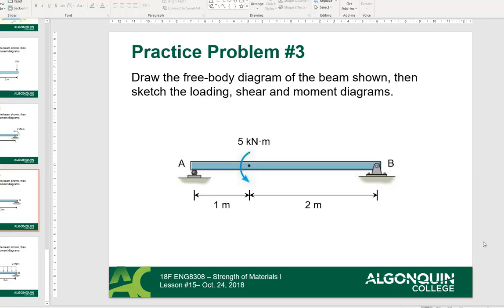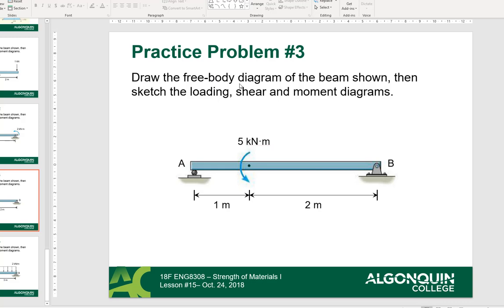Today we're going to solve shear and bending moment diagrams on this beam shown here. What we have is a roller support here and a pin support here, and then we have a 5 kilonewton meter applied load at the 1 meter from A mark. And the beam is a total of 3 meters long. So recall that a pin and a roller support cannot apply a moment. Therefore, the moment at these ends will be 0.